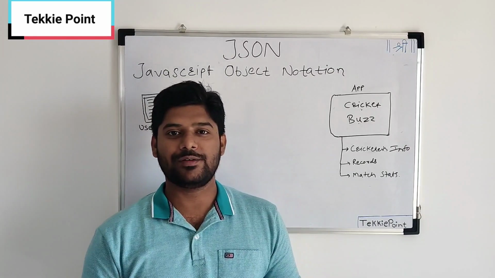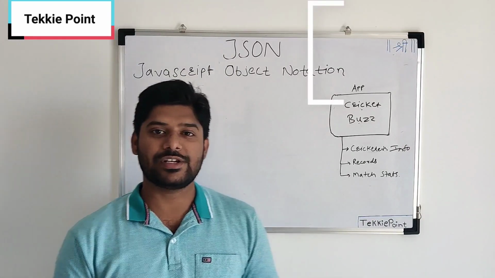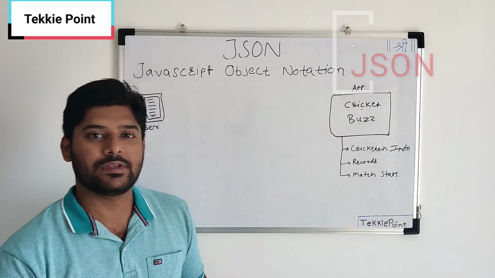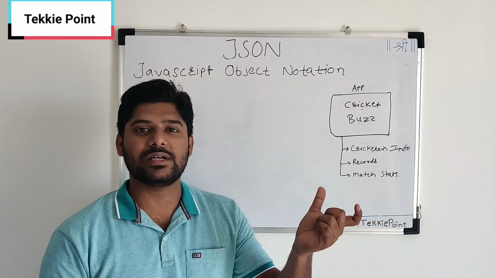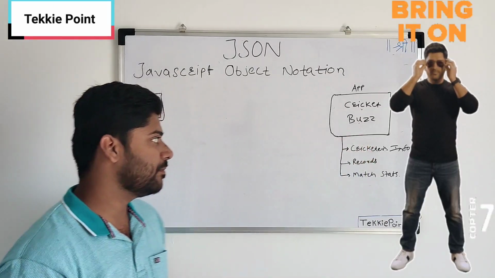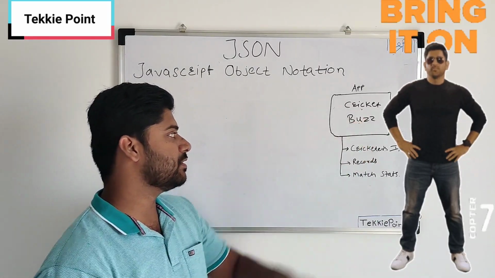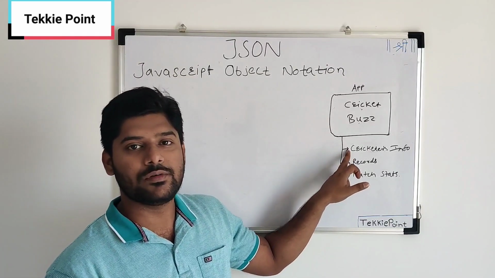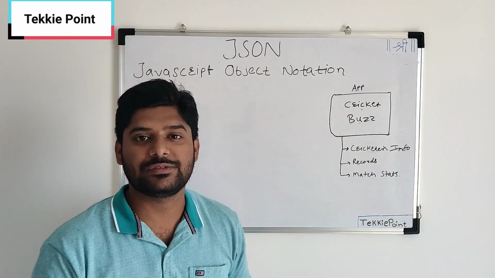My name is Shubham and today we are going to discuss JSON. JSON stands for JavaScript Object Notation. We'll try to understand this with a very simple example of a cricket application. We can call it Cricket Buzz. By using this application, we can get cricketers' info, records and match status.